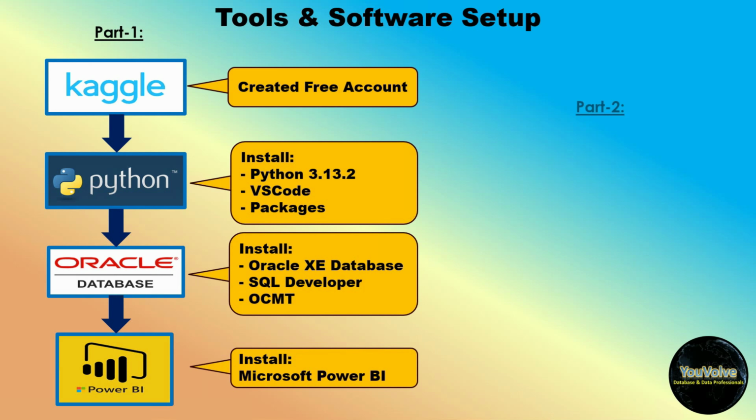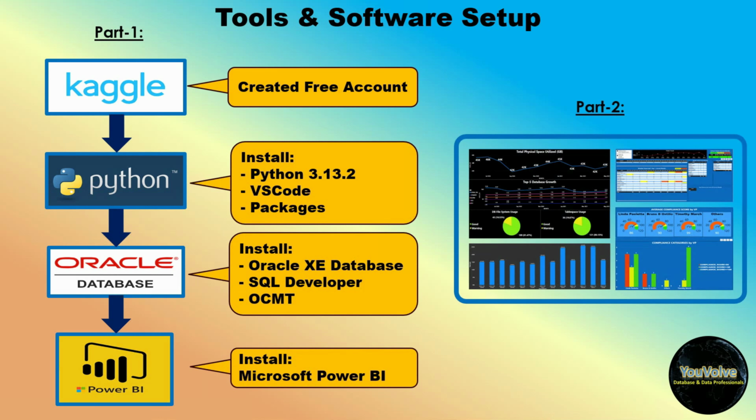In the next part, that is part 2, we are actually going to download the data from Kaggle. Then we'll use the ETL process using Python code to refine that data and load it to our Oracle database. And then we will perform our data analytics using Microsoft Power BI with the data that we access from the Oracle database.